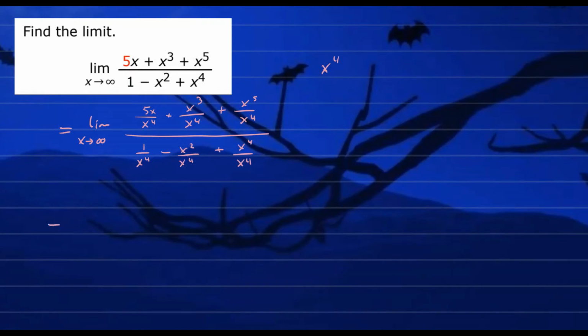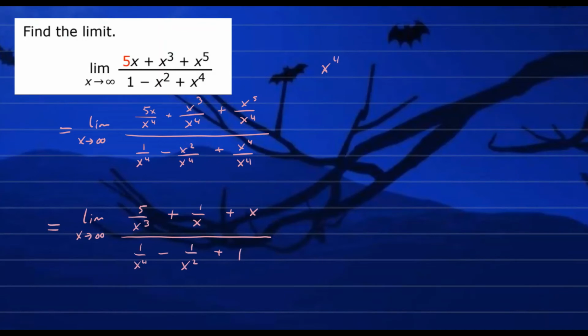And now we simplify this. This is the limit as x approaches infinity. This one, 5x over x to the 4th, gives me 5 over x cubed plus, now this one gives me 1 over x. And the last one gives me just x, because I have x to the 5th over x to the 4th. And on the denominator, 1 over x to the 4th stays as it is, minus x squared over x to the 4th, that's 1 over x squared, plus x to the 4th over x to the 4th, that's 1.